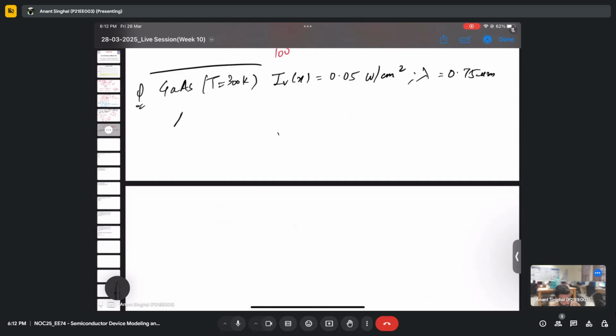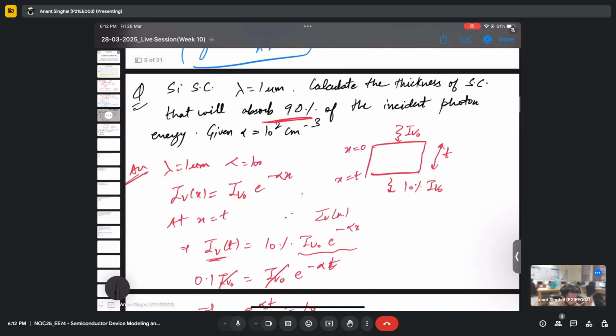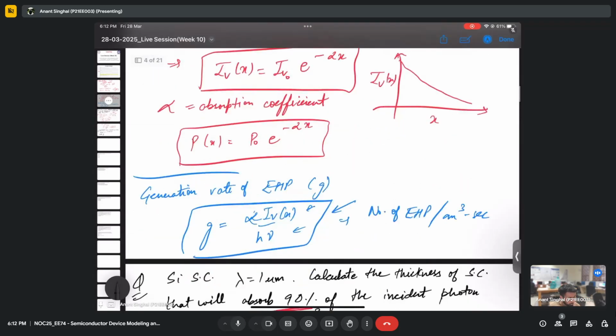Now it is telling us that at this lambda the alpha is 0.9 times 10 raised to 4 per centimeter. Now the second part that we discussed is to calculate G. G is the generation rate of the electron-hole pair. So if I go back, this is completely straightforward.